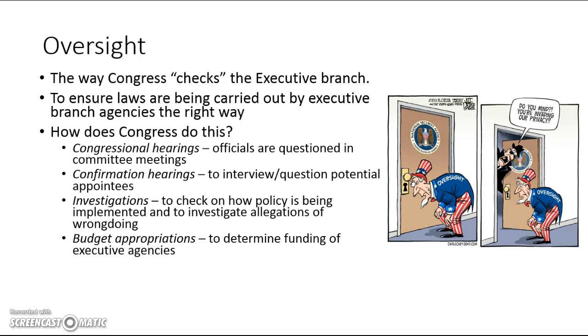And last, budget appropriations. Remember, Congress controls the purse. Congress determines the budgets for those agencies in the executive branch, and Congress can giveth and taketh away. So that's a very important check that it has on the executive branch.